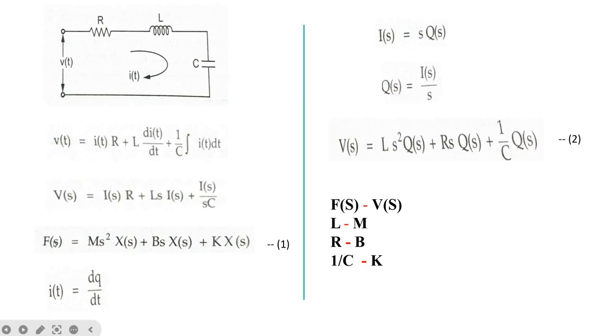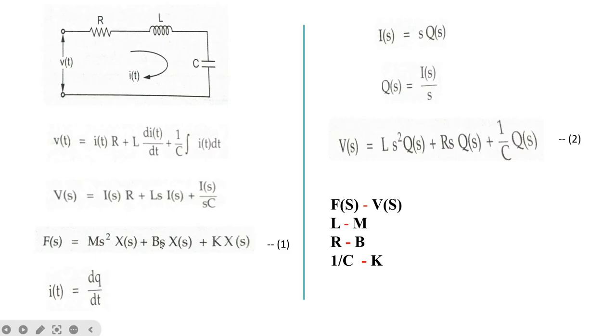Here on the LHS, V of s is analogous to f of s. But if you observe this equation, you don't have any s square term here, whereas in the other equation you have an s square term. And also the 1 over s term is not there in the mechanical equation. We have to bring these two equations in the same form. We will adjust this equation such that we get the s square term, and we'll remove this 1 over s term. If you want to compare these two, both must be in the same form.